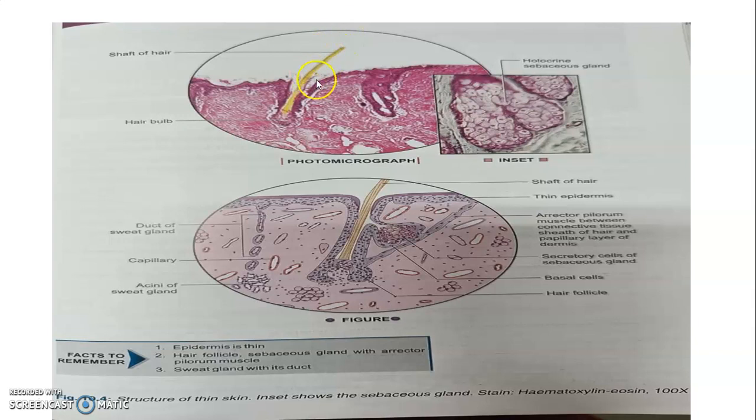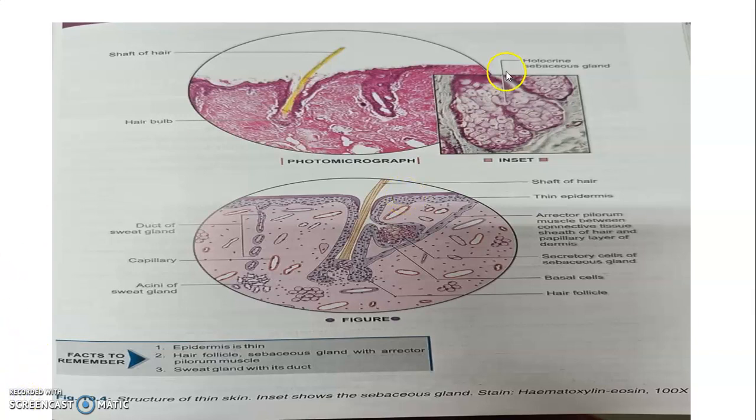The hair projects obliquely outside the skin, and it consists of central medulla, cortex and outermost cuticle. The cells of the medulla are vacuolated and keratinizing. The cells of cortex are keratinized. The cells of cuticle are highly keratinized.